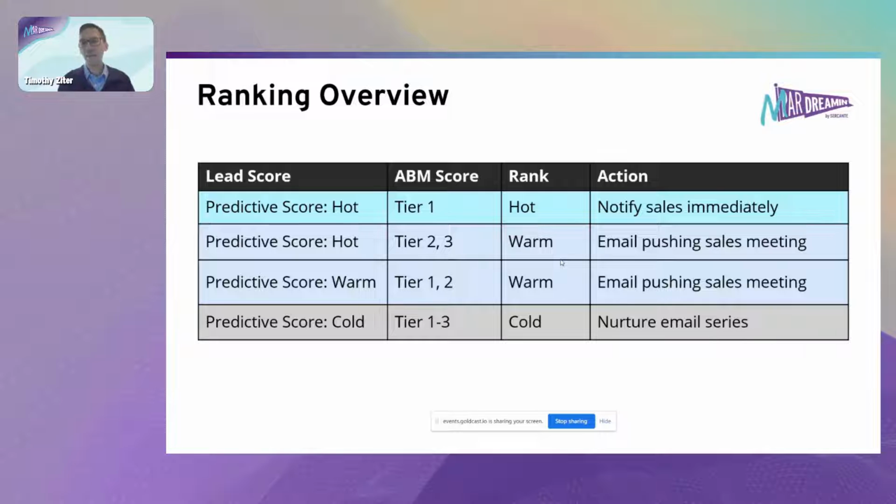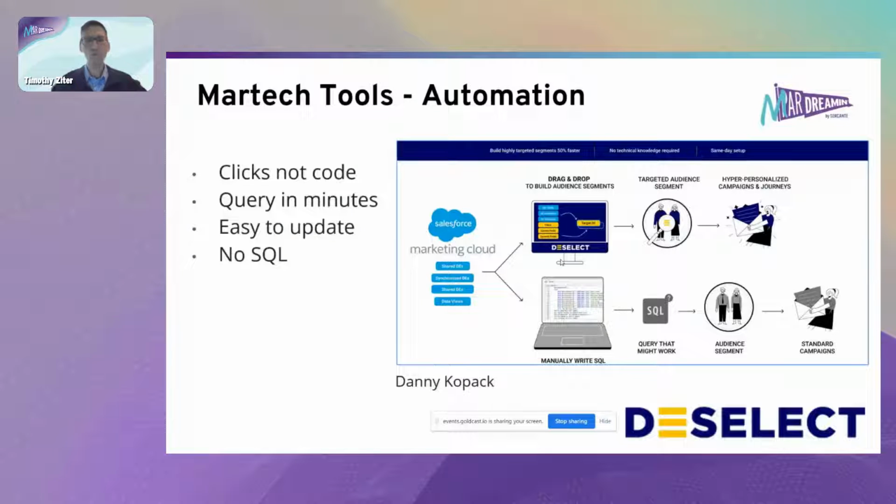If that lead has a hot rank, but has a lower account score, then they're going to go down the warm path. Same thing for a warm lead with a top account lead, a warm path as well. Again, we want to push those leads to drive for that first sales meeting. And then all other leads will be in a cold status, cold ranking.